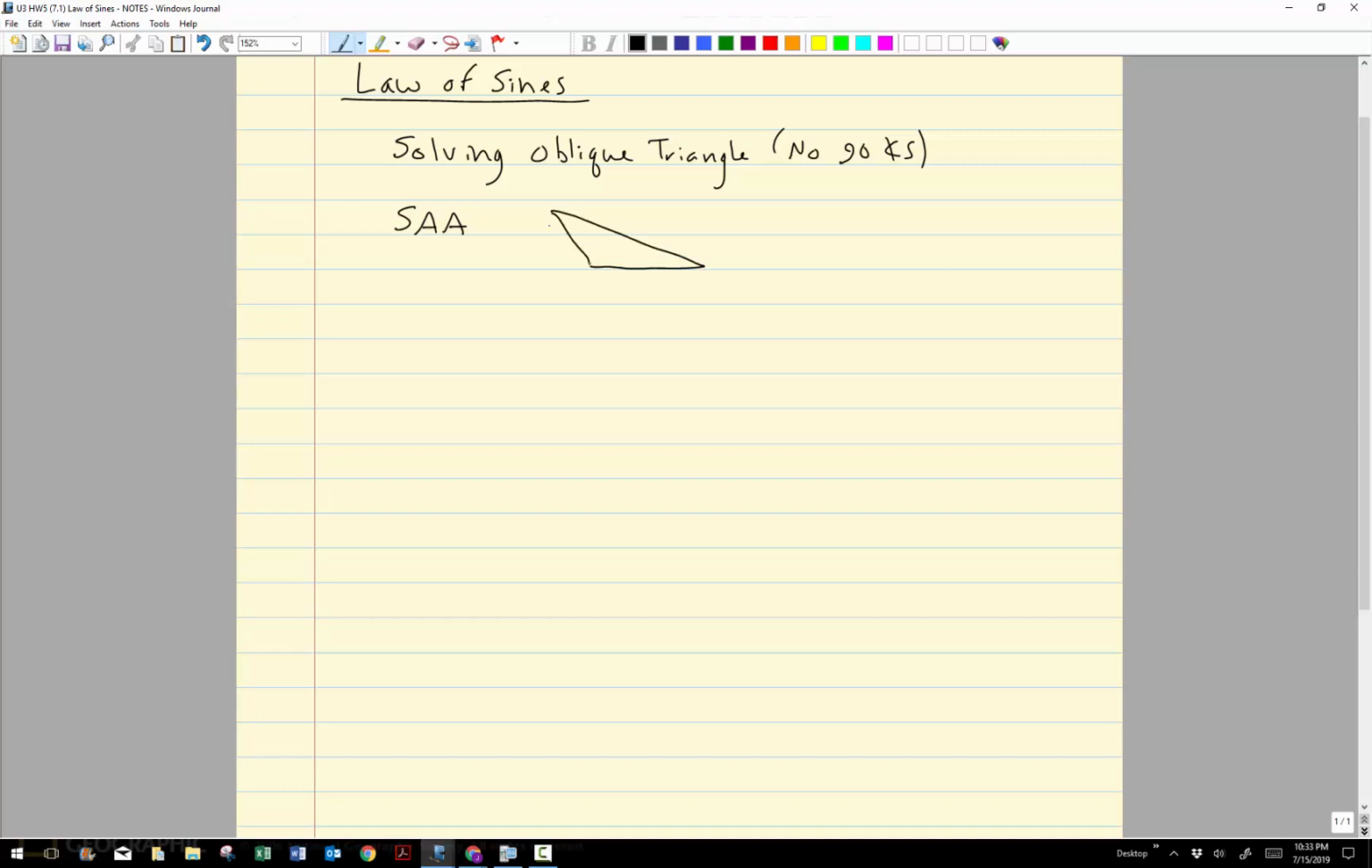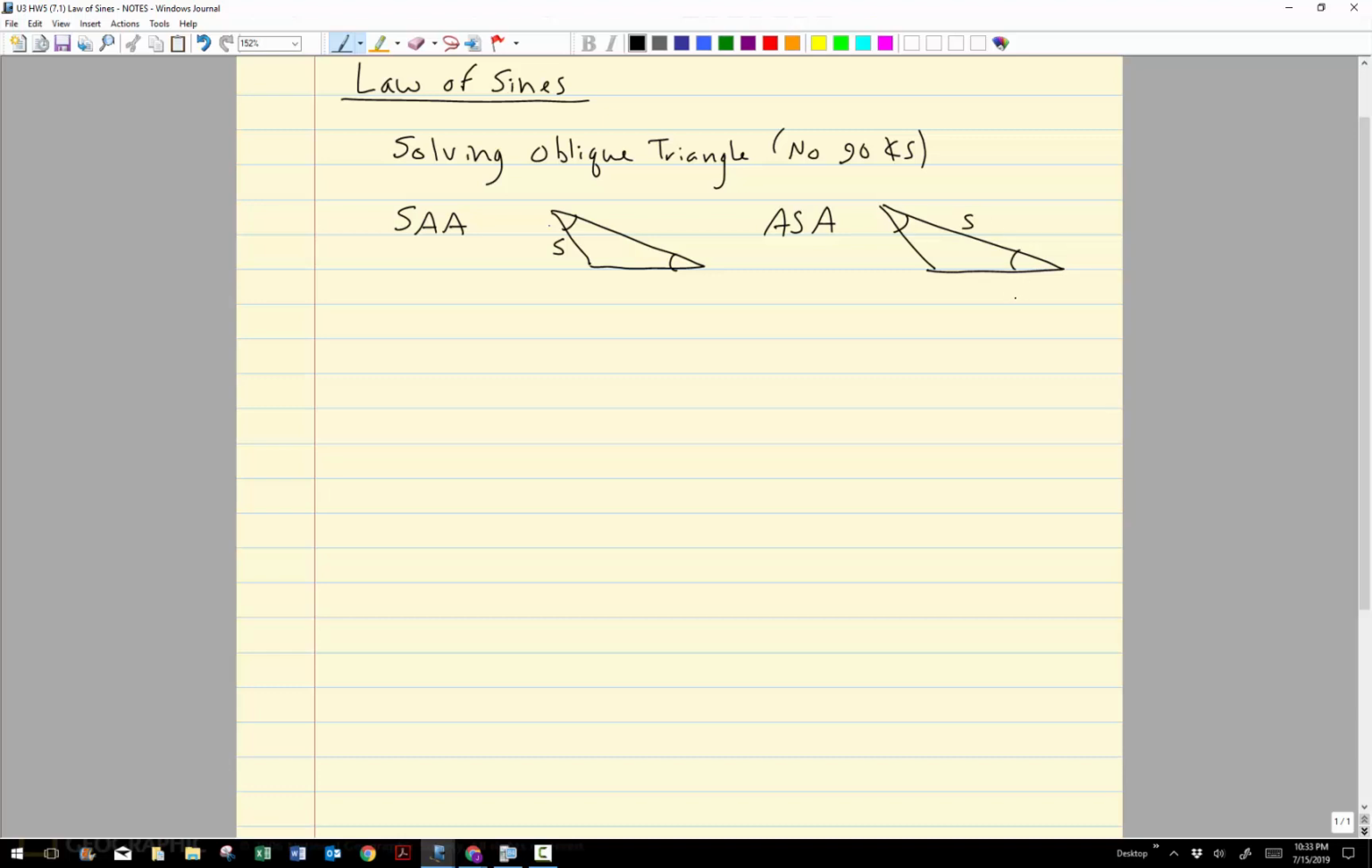And again, there's no 90-degree angle here, so you're not going to see a little square in the corner. So this is if I know a side and then two angles. Again, side, angle, angle. Now another case here is angle side angle. So I could have an angle, a side, and an angle. So this is angle side angle.